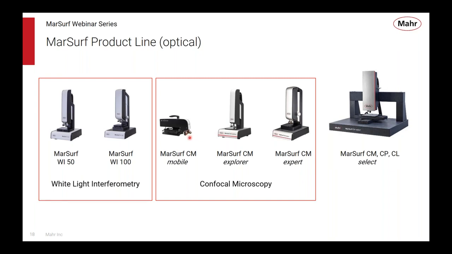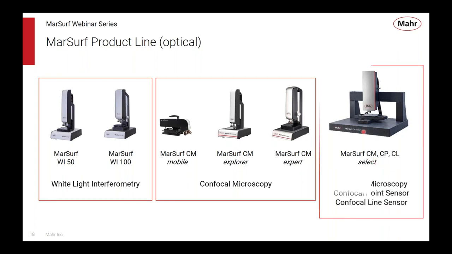We do the opposite with the mobile. We've got an XY stage that moves the optics or the objective above the part around in the X and Y, and allows us to build up a three-dimensional image by stitching images from each individual image together.